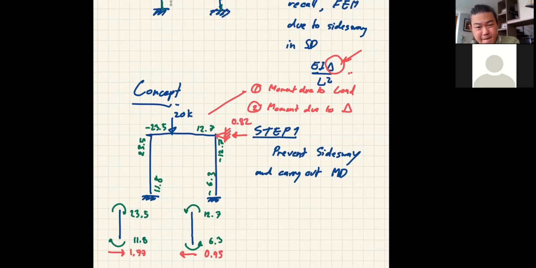Are you still with me? Yes, yes. Good. Okay. So when we look at this imaginary lateral restraint here, we know that it has to provide us with the reaction equal to 0.82 to stop sideway. But the thing is that this lateral restraint does not exist. So in fact, when I remove this restraint, this frame is going to move to the side. Correct?